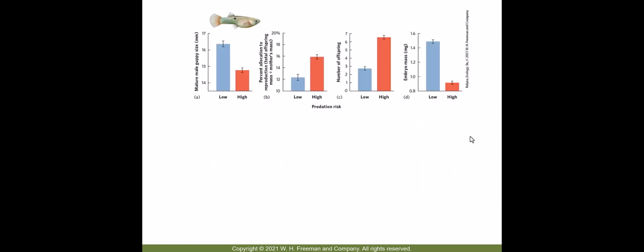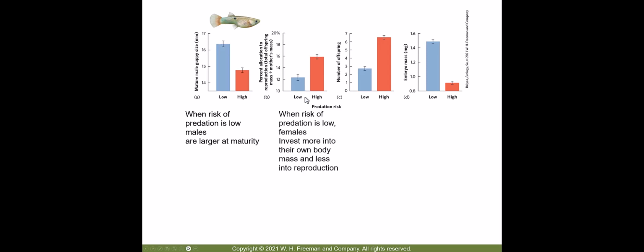Here we're looking at guppies, and we're looking at different life history features based on different predation risk, low and high predation risk. The first graph is showing us that when the risk of predation is low, males mature at a larger size. They grow bigger when there's less predation. In the middle graph, we're seeing that when the risk of predation is low, females invest more into their own body mass and less into reproduction.